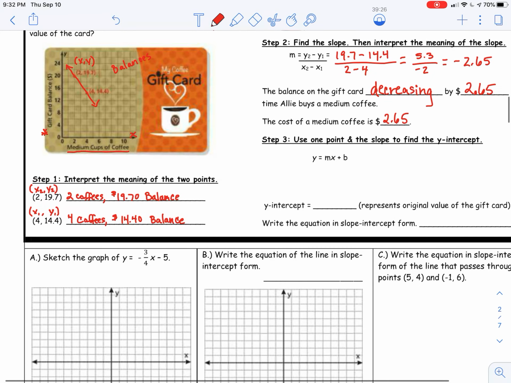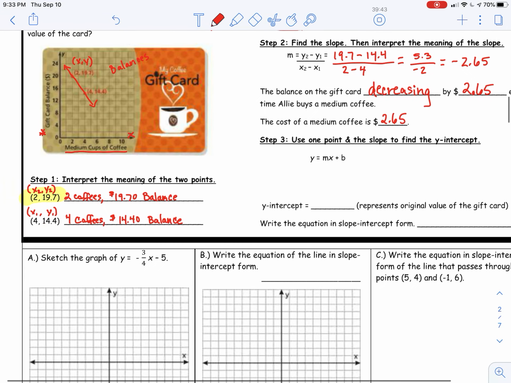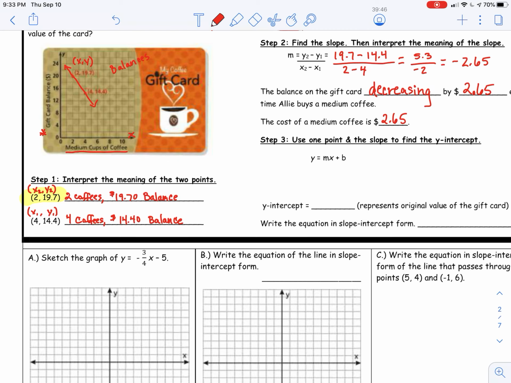I'm going to fill some things in here. I'm going to grab a set of points. I'm going to highlight those for you in yellow. And we're going to pull, let's use these right here. In my mx plus b, in step 3, I'm going to take one set of points and I'm going to fill in for y.